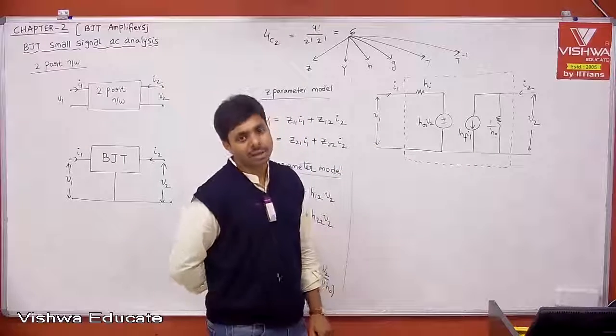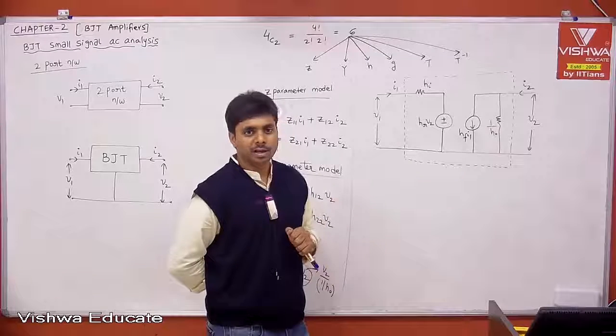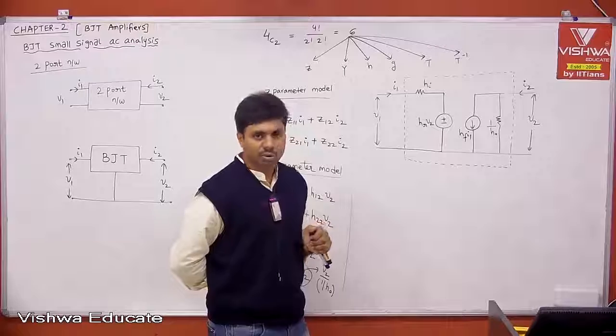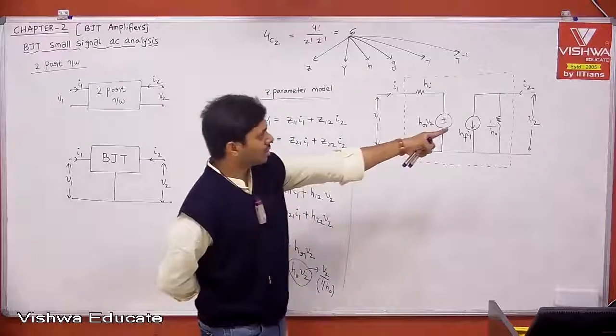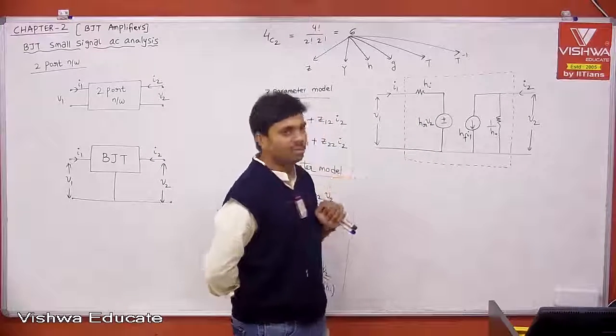No, that is not my real input impedance. The V2 could be anything, right? We should not say that short V2 then take V1 by I1, that is input impedance. No, right? That is what is basically your HI. Only when V2 is equal to 0, that is short circuit, then that is actually your input impedance.